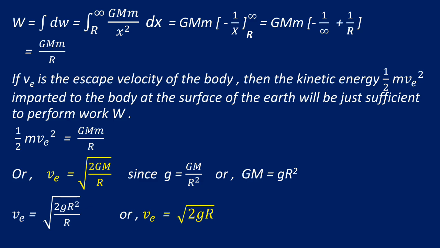This is the first form of escape velocity. We can get the second form of it by replacing GM equal to g R square. So another form is root 2 g R.